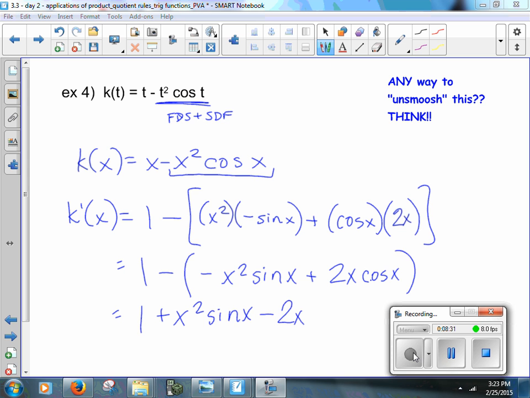Hey, how did that become a plus and then a minus over here? Because I distributed the negative. Okay? Is there anything I can do with that? No, there's nothing I can do with it. That's my answer. That is the derivative. Right there. And that's all I can do. There's no other way I can write it.